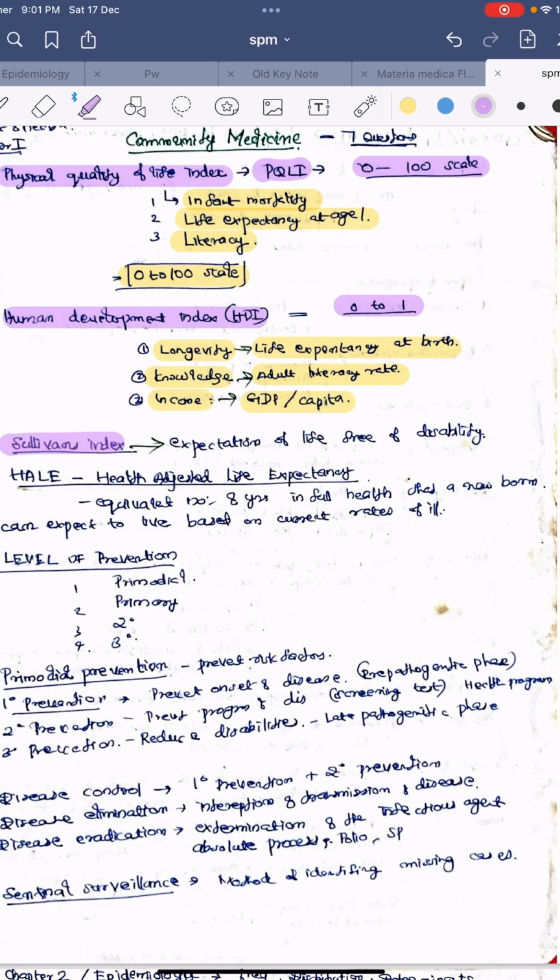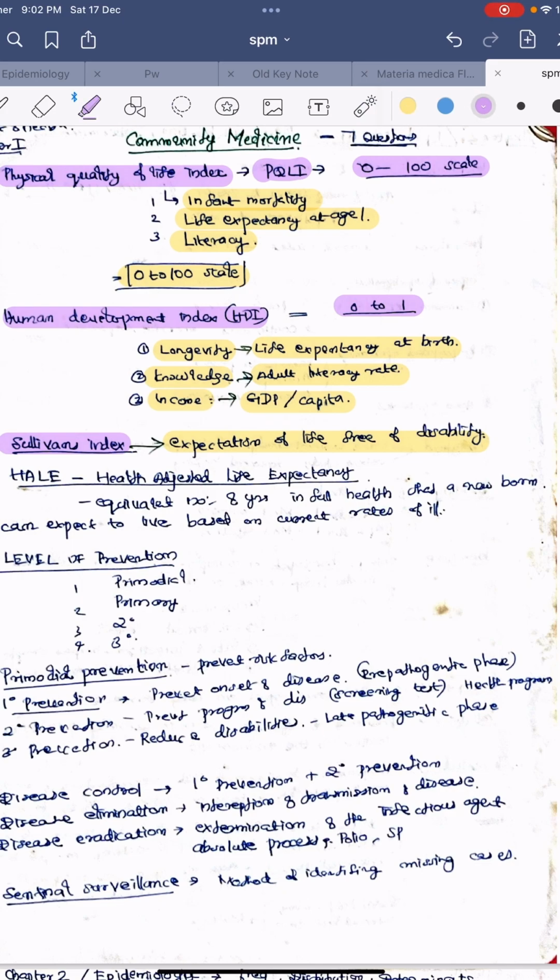Next is Sullivan's index, that is expectation of life free of disability. So next is Sullivan's index, that is expectation of life free of disability.